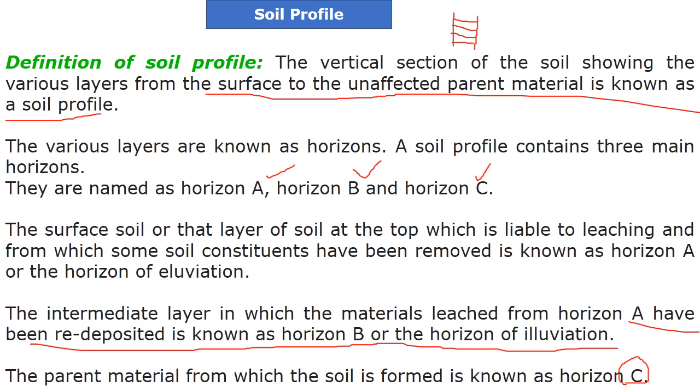The surface soil, or that layer of the soil at the top which is liable to leaching and from which some soil constituents have been removed, is known as horizon A, or the horizon of eluviation. The intermediate layer in which the materials leached from horizon A have been redeposited is known as horizon B, or the horizon of illuviation. The parent material from which the soil is formed is known as C.